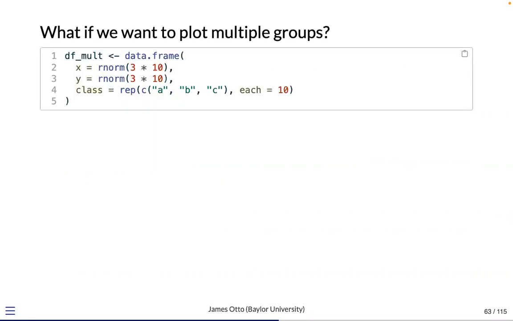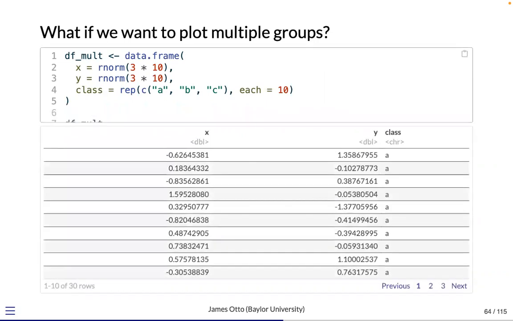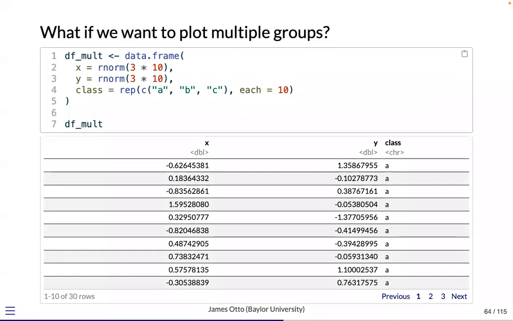But what if you want to plot multiple routes? So in this case, we have very similar data, but now we have 30 rows, and each set of 10 rows is its own class or route or whatever. So if we look at this, we have our data frame with X and Y and this additional column class. The first 10 are all class A, we have class B, we have class C.